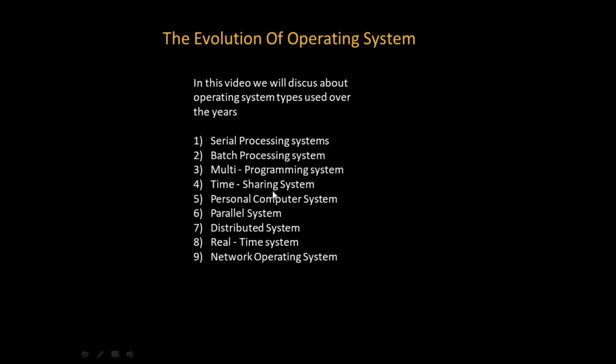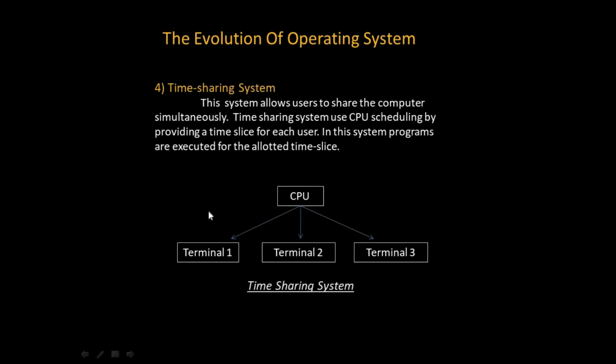In this video we are going to continue talking about the evolution of operating system. In the previous video we spoke about serial processing system, batch processing system, and multi-programming system. In this video we are going to be talking about time sharing system, personal computer system, and parallel system. So let's begin with time sharing system.